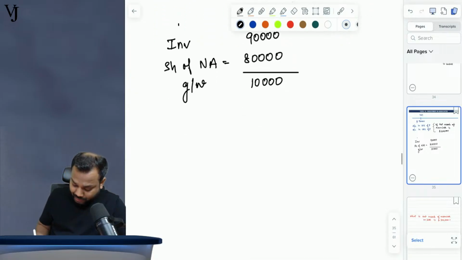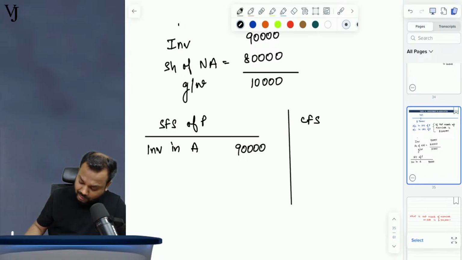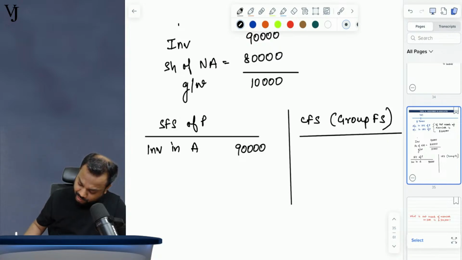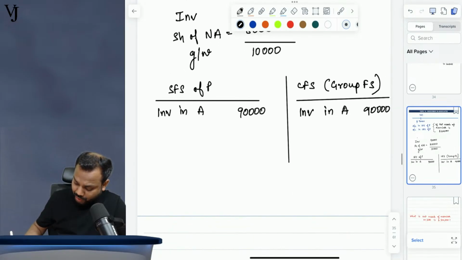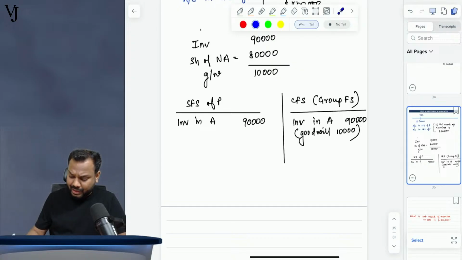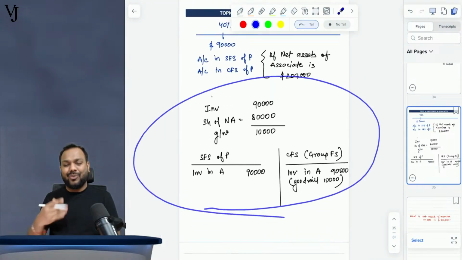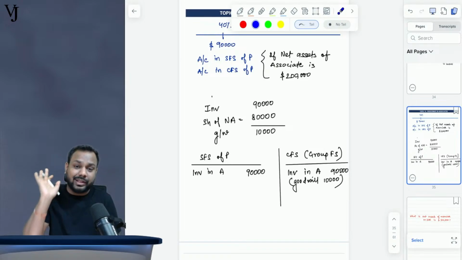Now understand, in SFS of parent, you will write investment in associate 90,000. In CFS, that is Group FS, you will write investment in A 90,000, and also in brackets goodwill 10,000. You will just disclose. We don't recognize goodwill, we just disclose goodwill. Tell me, is it clear, everyone? But this is not the concept which I ideally wanted to explain. The whole intent of explaining this is one more concept where I know that you will make a mistake in the exam.